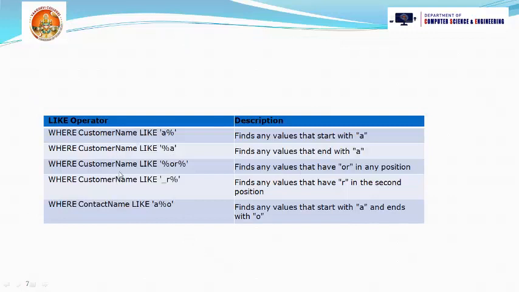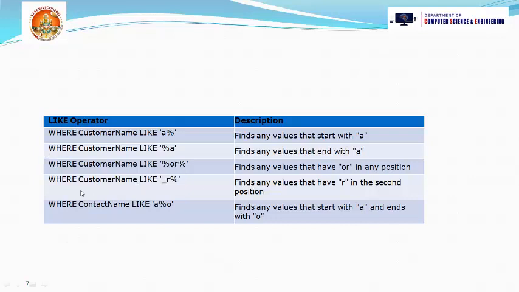So here we have different types of patterns. The first pattern is where customer name like, and the pattern is enclosed between single quotes, 'A%'. This pattern represents customers whose name starts with letter A. The second pattern is '%A', that means customers whose name ends with letter A.